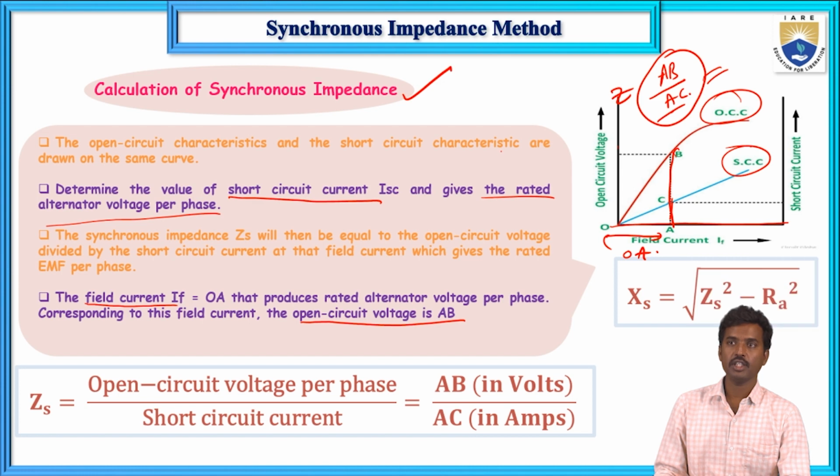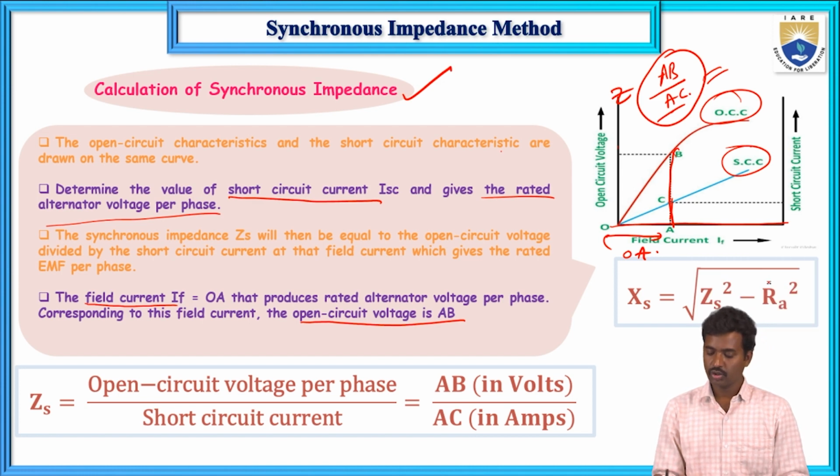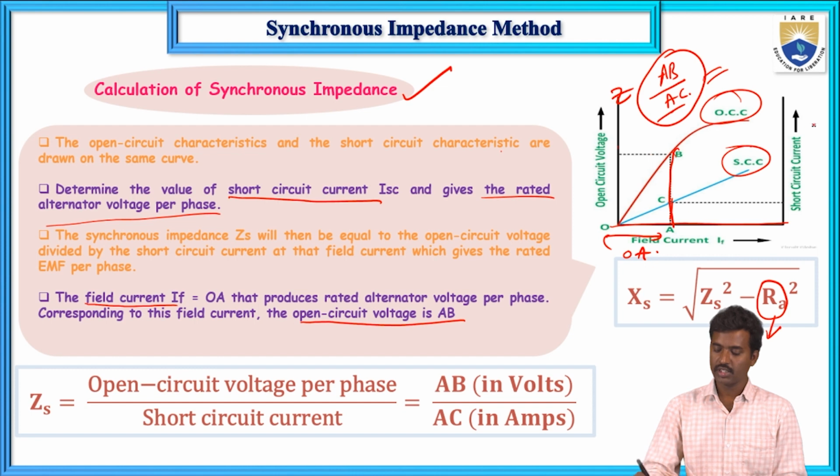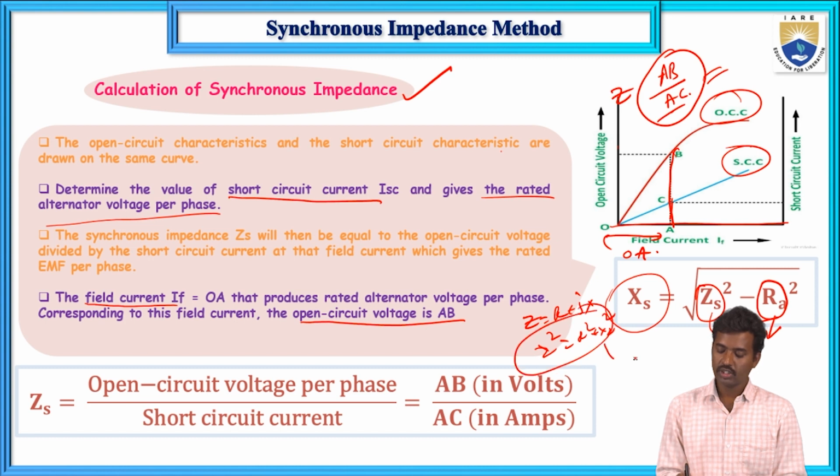After getting the synchronous impedance, you can calculate further. Here RA can be determined from the DC resistance test. That is the first test, the second is the open circuit test, and the third is the short circuit test. From the open circuit test and short circuit test, ZS is determined. After calculating ZS, you can determine XS. Z equals R plus jX, so Z square equals R square plus X square.